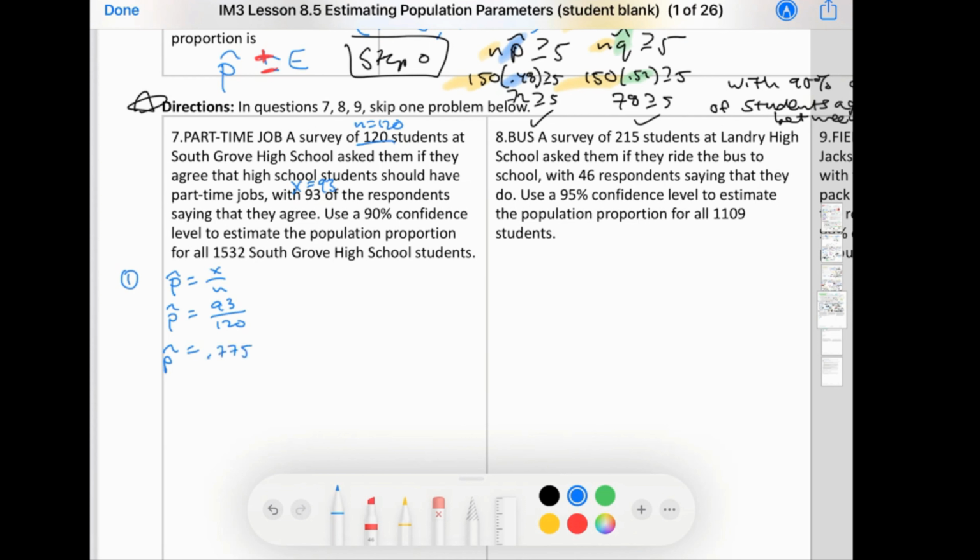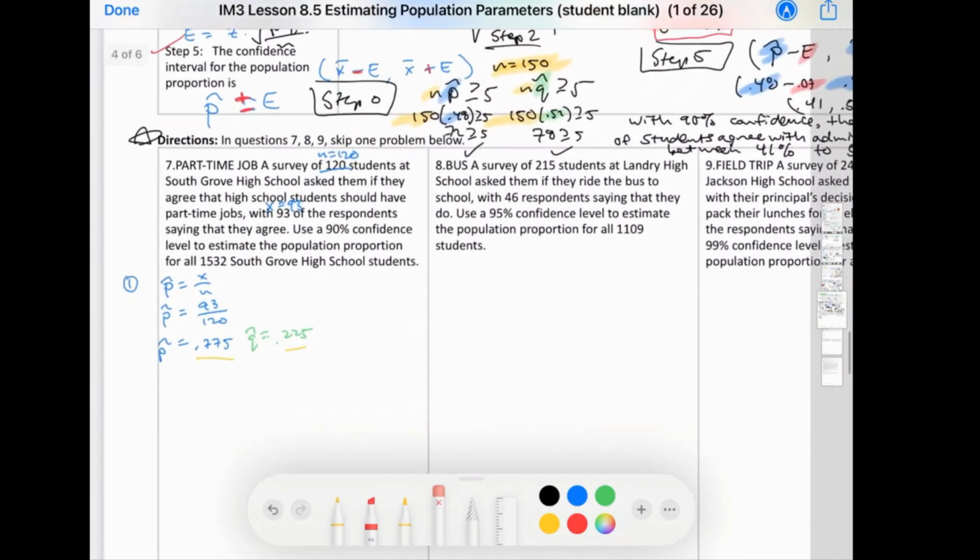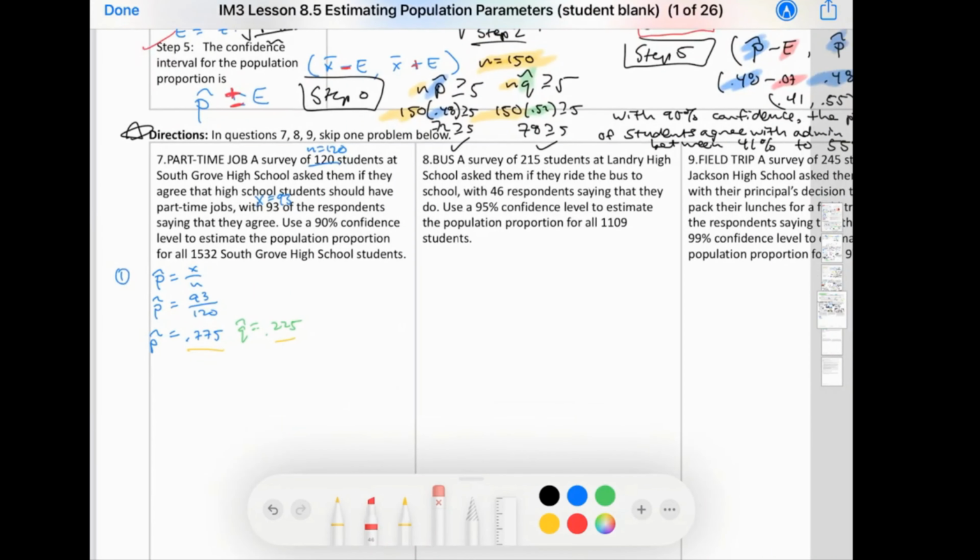Okay, that means q hat, you can just do 1 minus 0.775 equals 0.225. Because remember, if you add these two numbers together, it equals what number? 1. Rain plus no rain equals 1. Okay. Got that. Step 2, we need a sample size. I forgot, step 0.